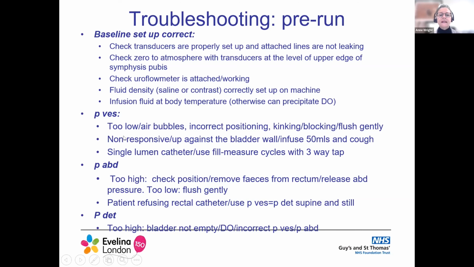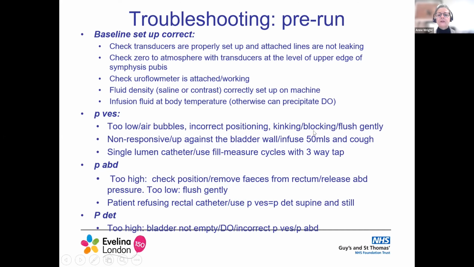Looking at your PVES line, if this is too low, this is classically due to air bubbles, but can also be due to incorrect positioning. We've all placed catheters in vaginas, and it can even be clever enough sometimes to put them into a large ureter. Make sure that the catheter isn't kinked. When you put a urethral catheter into a child in a frog leg position and tape it along the leg, and then the legs are closed, the catheter can often kink.